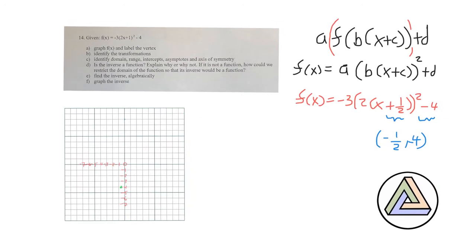Let's see. Identify the transformations. I'm actually going to do that first. I'm going to identify the transformations. I'm not going to write it, but I'm just going to say it. We have a horizontal shift of 1/2 to the left. We've got a vertical shift downward 4. We actually took that into account when we did the vertex.